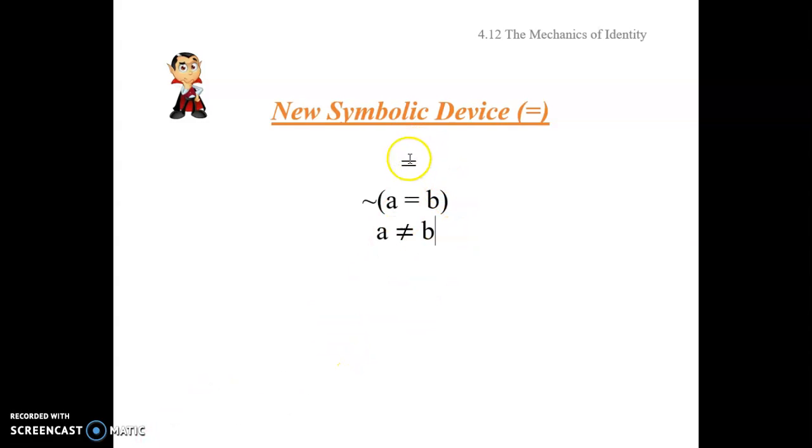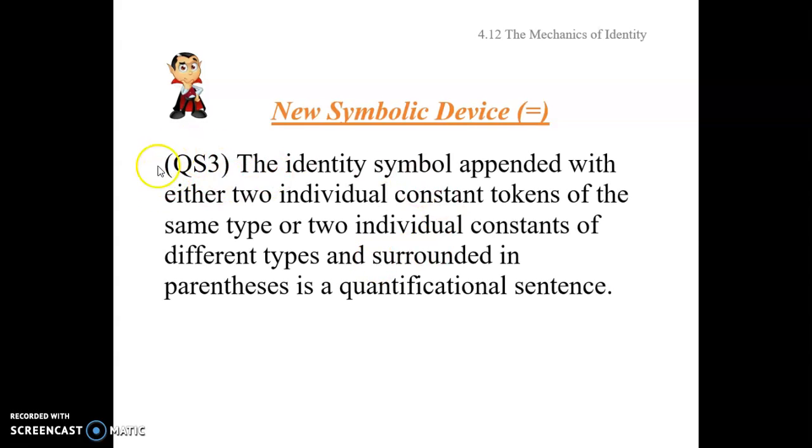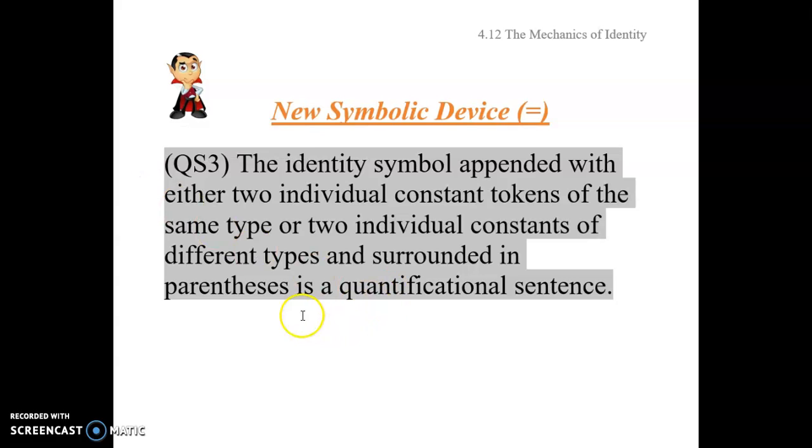Now, how does the identity symbol get used in conjunction with all of our other symbolic apparatus? Well, officially, we're only adding one new quantificational sentence rule, which is nice. So here it is. Officially, we're going to add this rule here to our QS rules, and we're going to drop it in the third place.